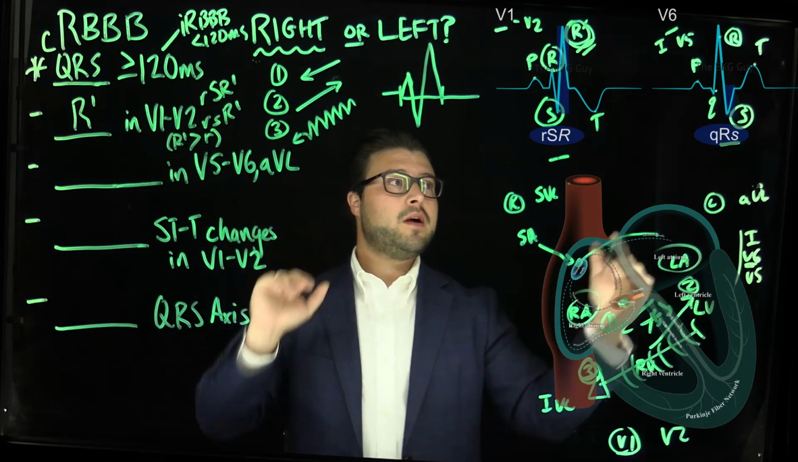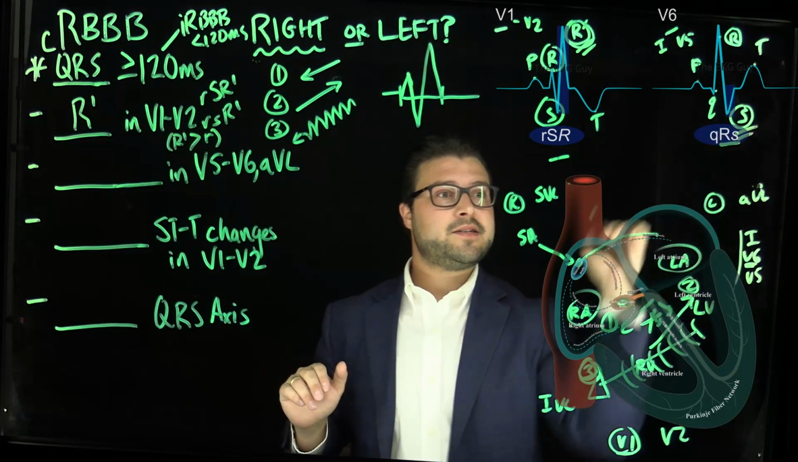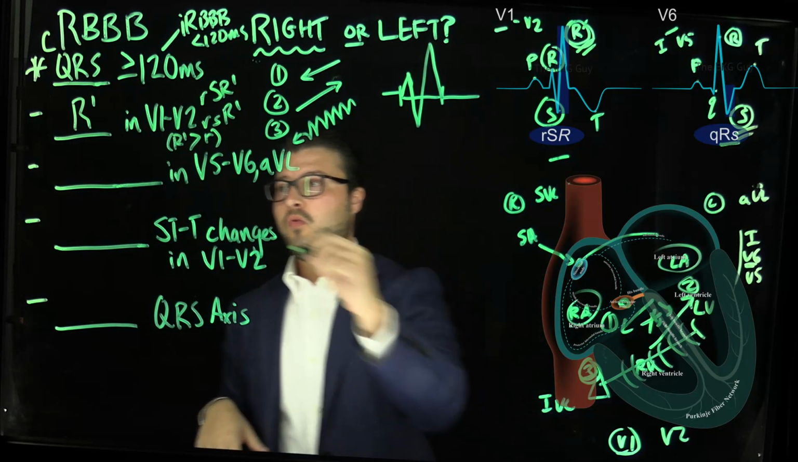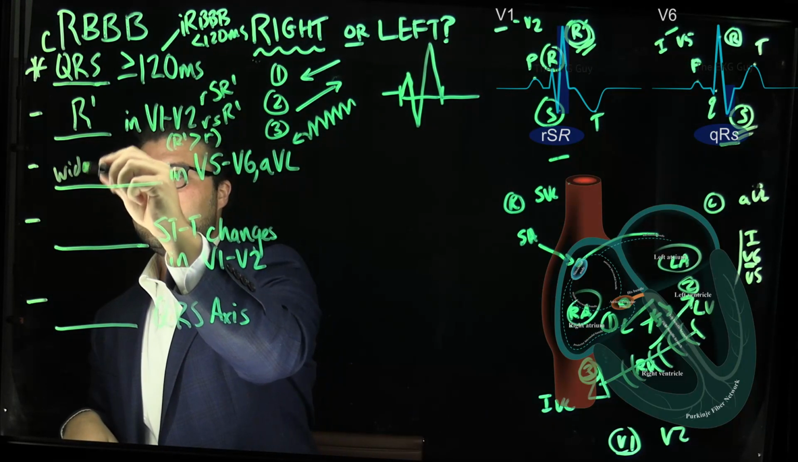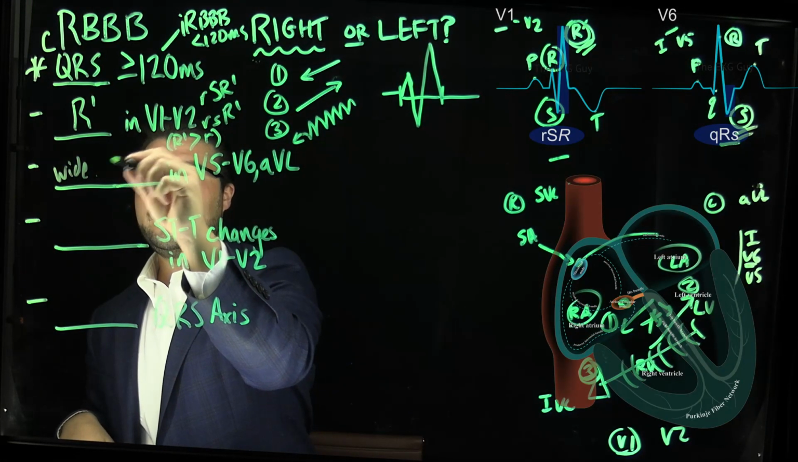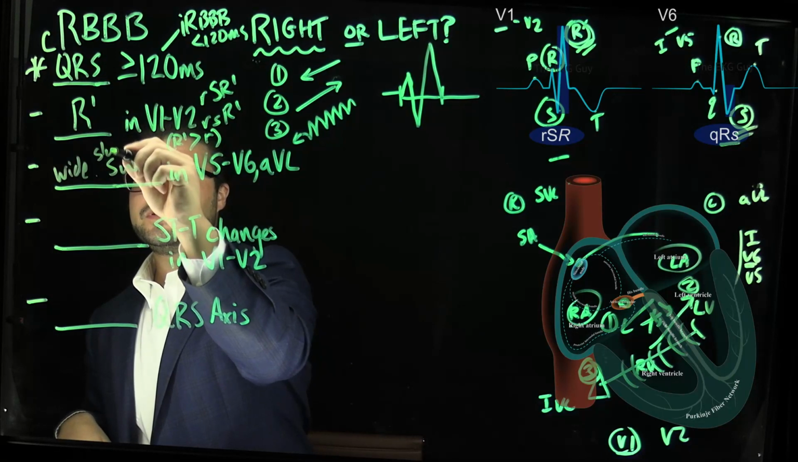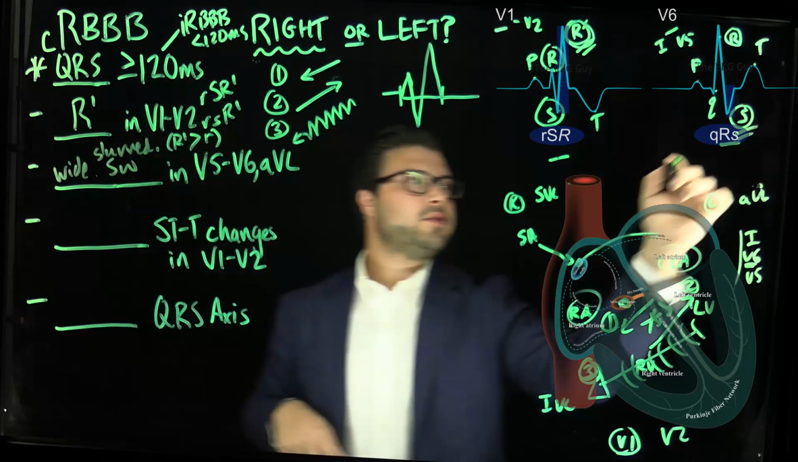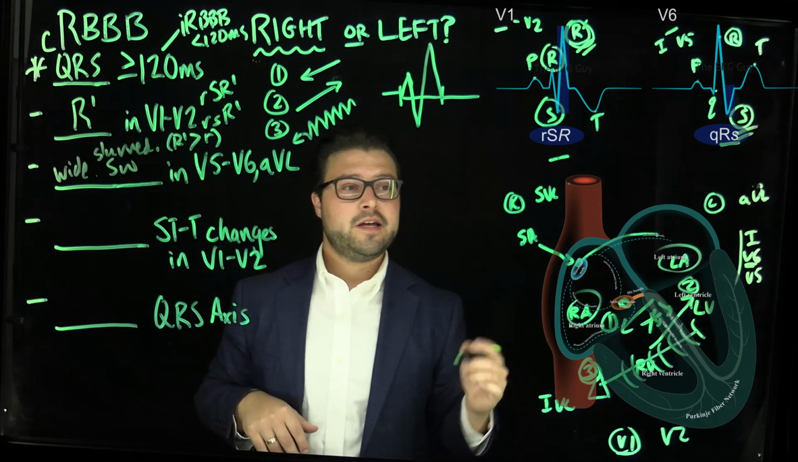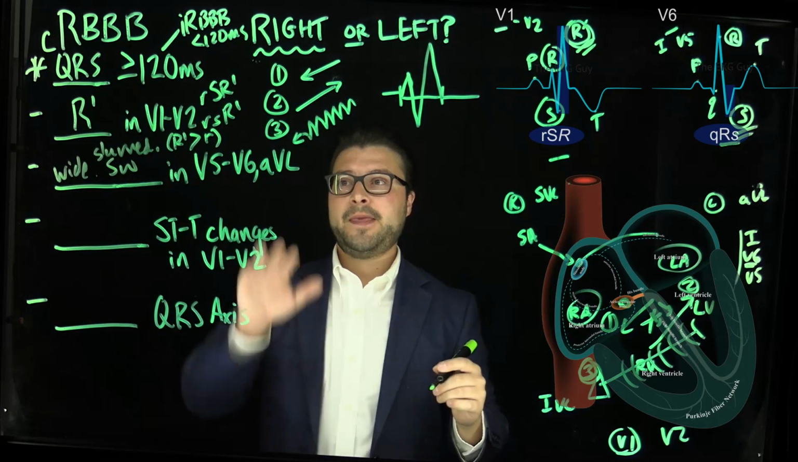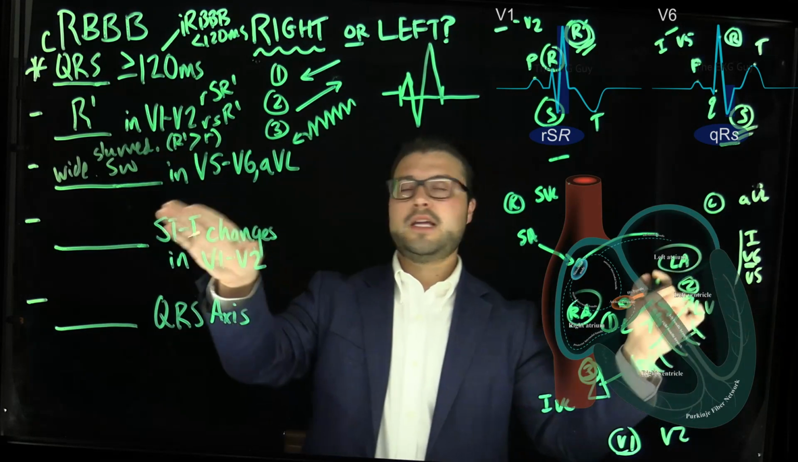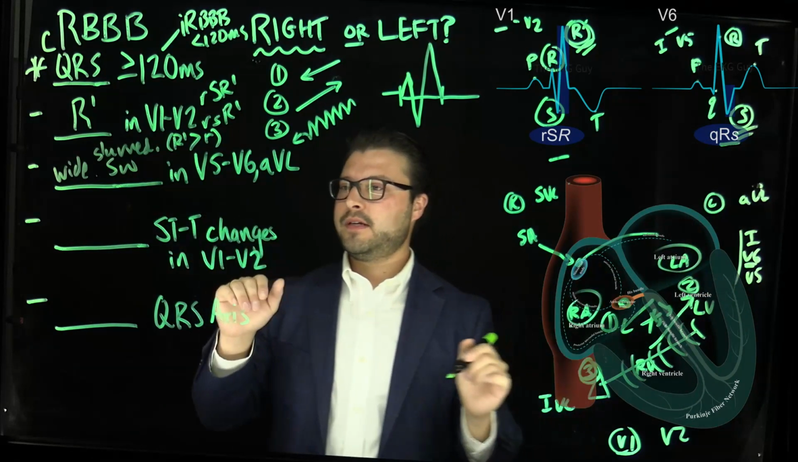So what we're going to see in V5 and V6, the main thing we're looking at is that terminal wide S wave, and this tends to be slurred, meaning a wide slurred S wave that you see in that terminal deflection in those lateral leads. So keep that in mind, the S wave there as well.